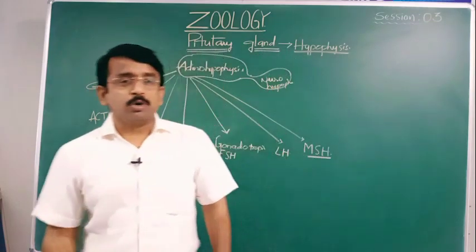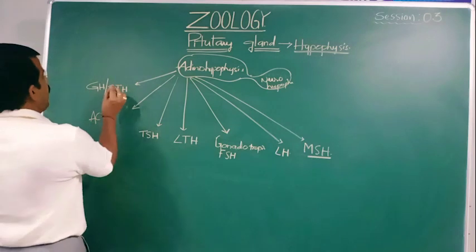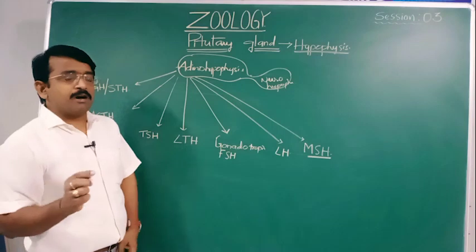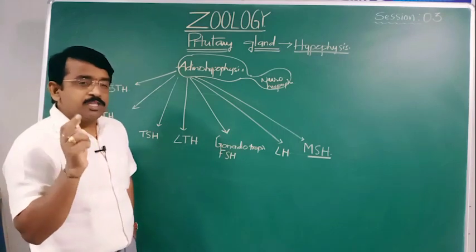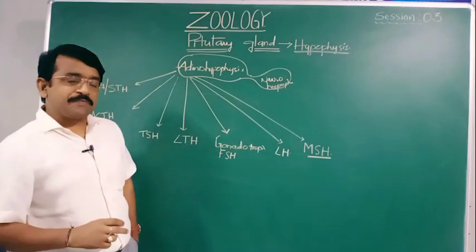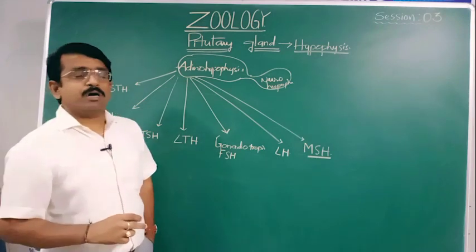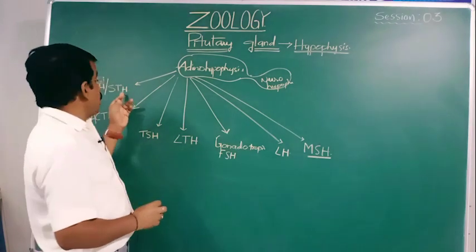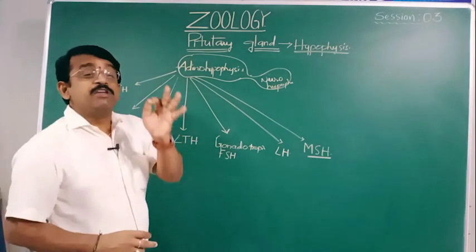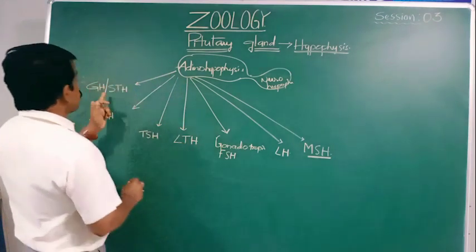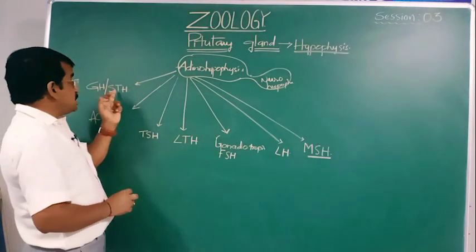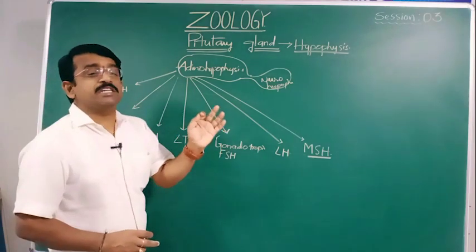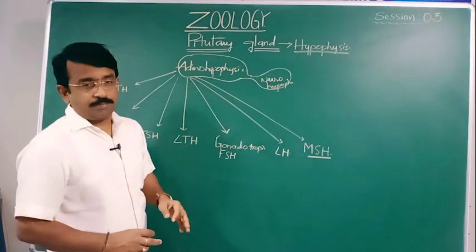STH, or the growth hormone, first of all. Somatotropic hormone. We have discussed that every hormone has a specific target cell, tissue, or organ. The exception is the case with the growth hormone or STH, as well as the thyroxine we have discussed. It affects the different parts, the somatic organs.